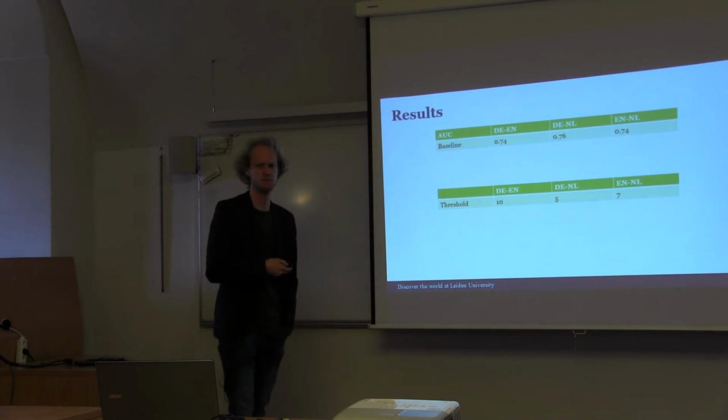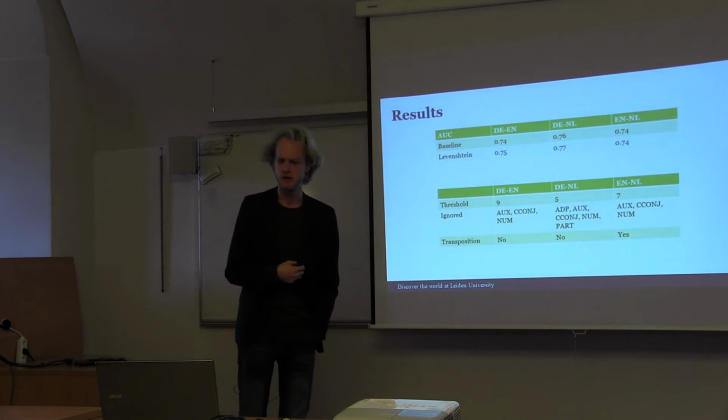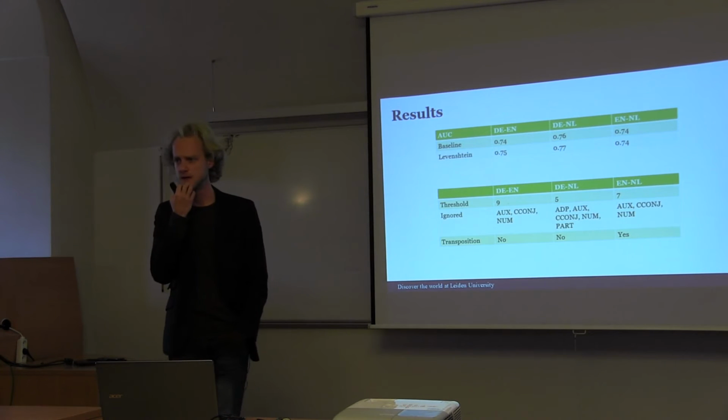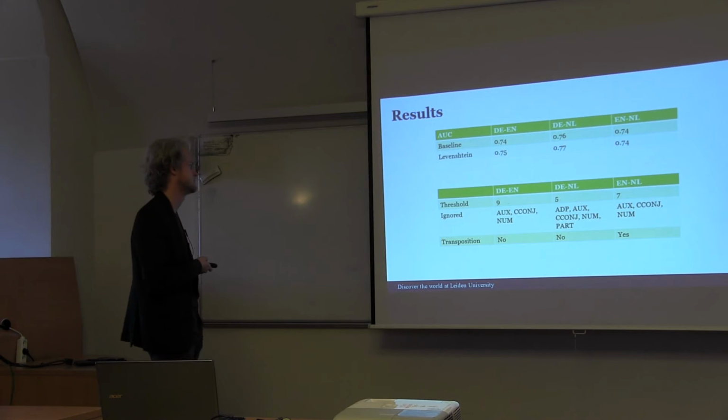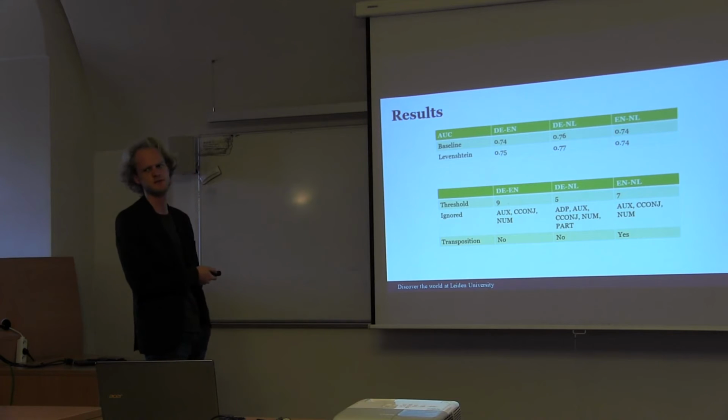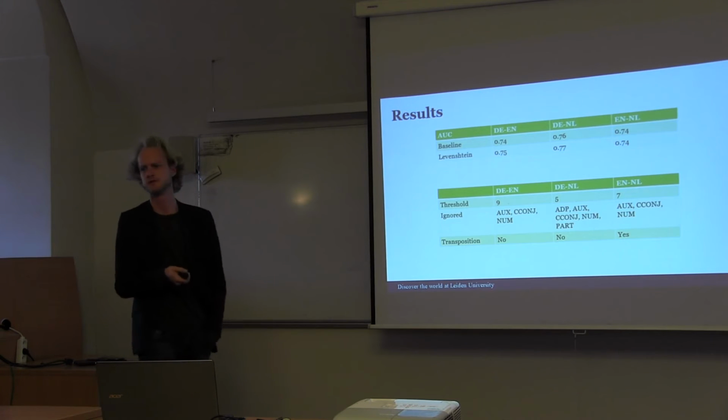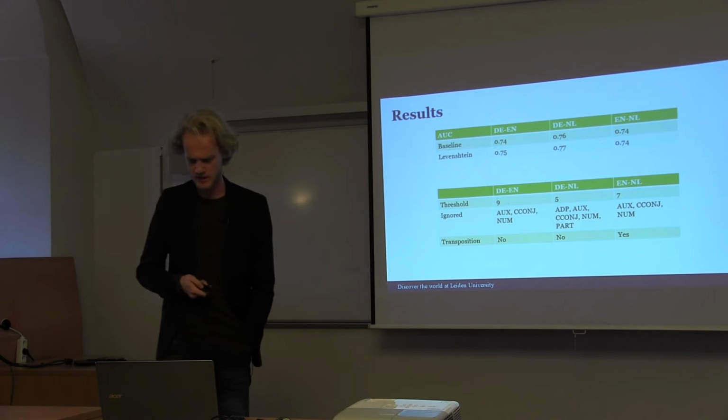Then we tweaked a bit more with the Levenshtein distance. We improved slightly on the baseline, but yeah, the parameters were still very divergent. The thresholds were very different. The to-be-ignored functional material was not the same for all of them, although we do see that German-English and English-Dutch use the same sets, which is interesting, but then Dutch-English does allow for transpositions, but German-English does not, so that is a bit strange perhaps.